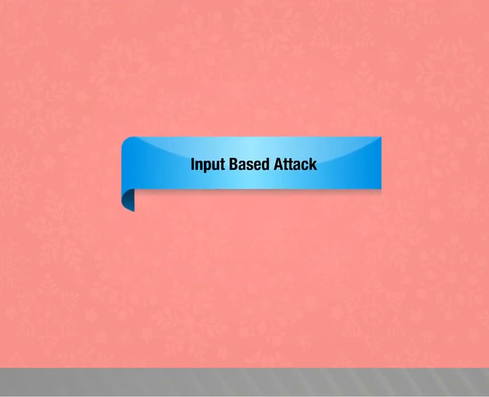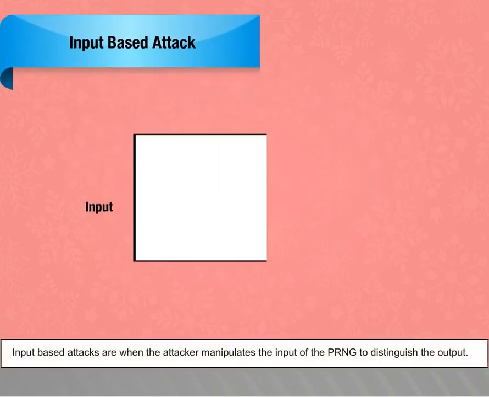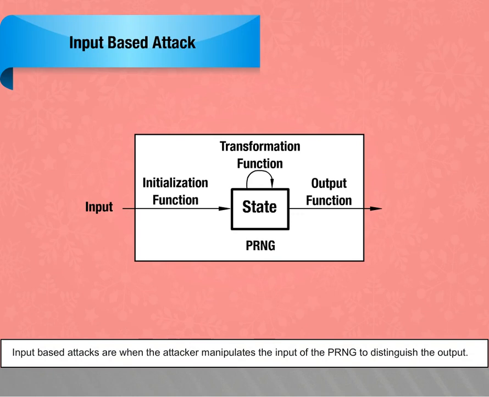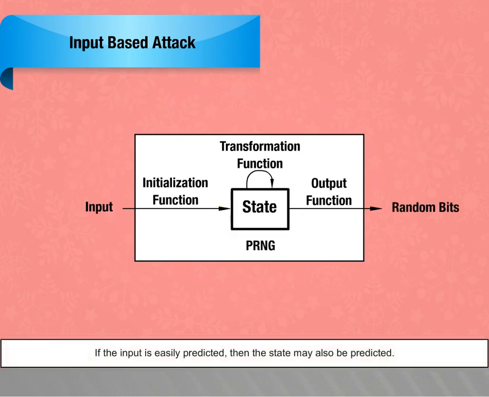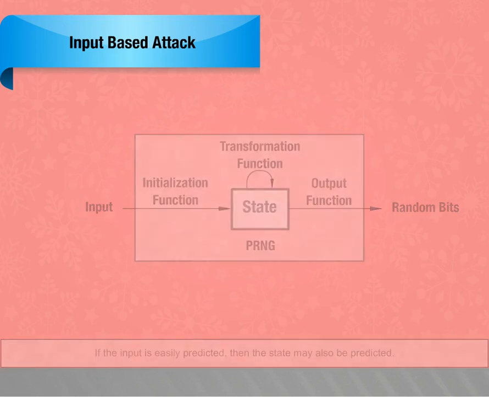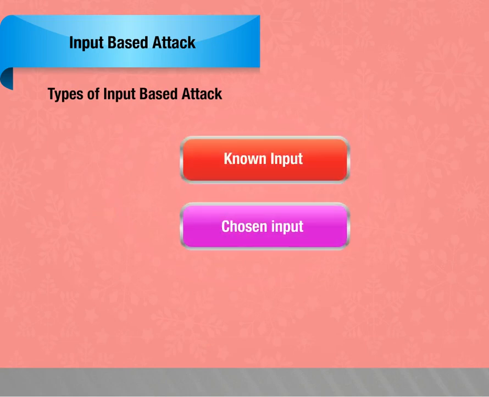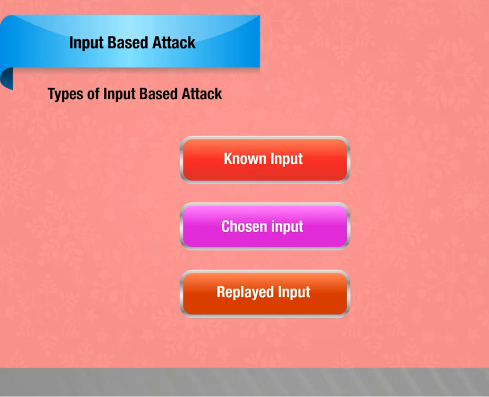Input-based attack. Input-based attacks are when the attacker manipulates the input of the PRNG to distinguish the output. If the input is easily predicted, then the state may also be predicted. Types of input-based attack: known input, chosen input, relayed input.